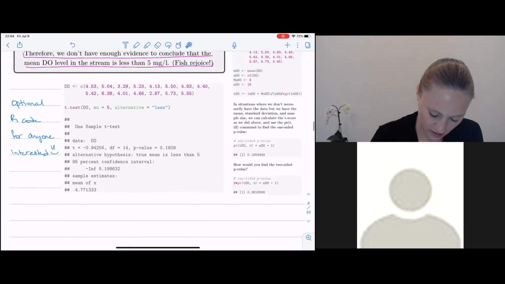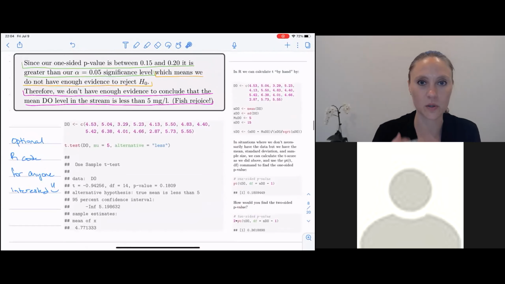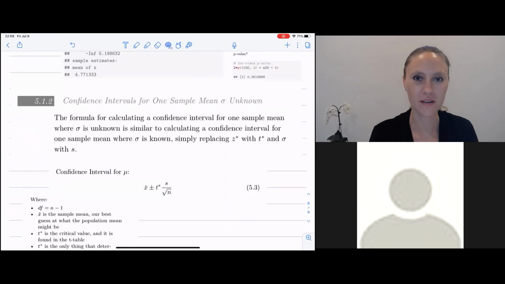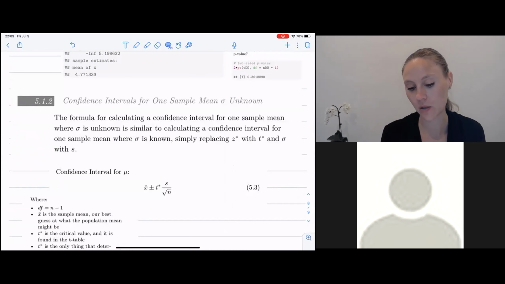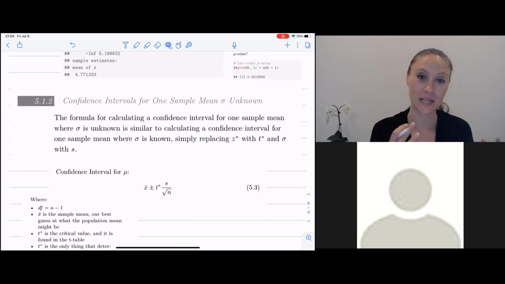All right. Of course, we'll go through more examples, but not in the recording. So let's go to the confidence interval example next. Let me just clean up here. The confidence interval for one sample mean with sigma unknown versus sigma known really doesn't change that much, except instead of a Z star, we get a T star.